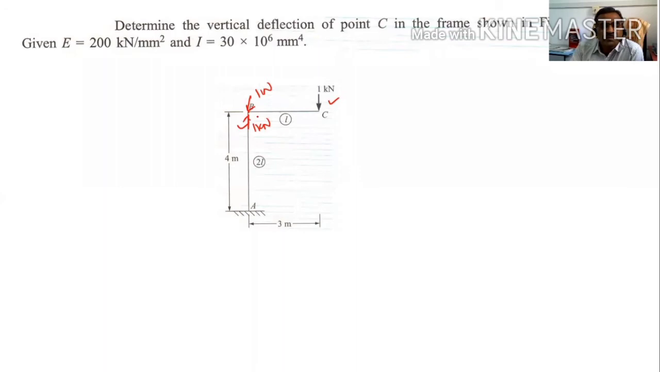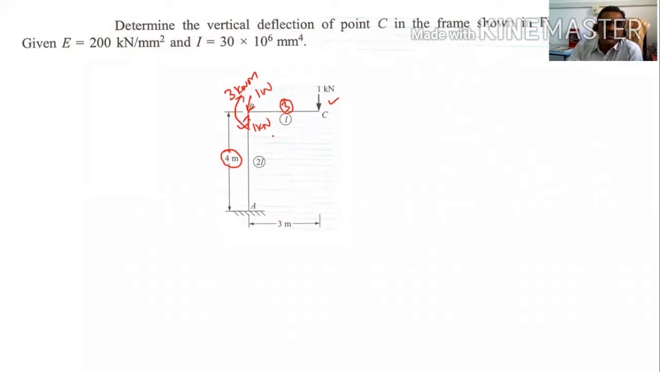Now the 1 kilonewton load separated by a distance of 3 meters. Then what is the value of moment? Moment is equal to 1 into 3. That is 3 kilonewton meter. What is the direction? This will create a clockwise moment.